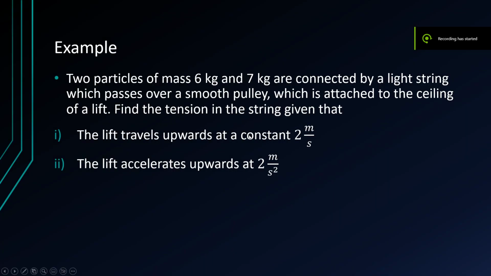So here is that example of a pulley inside of a lift. Two particles of mass 6 and 7 kilograms are connected by a light string which passes over a smooth pulley, which is attached to the ceiling of a lift. Find the tension in the string, given that firstly the lift travels upwards at a constant 2 meters per second, and secondly the lift accelerates upwards at 2 meters per second squared.